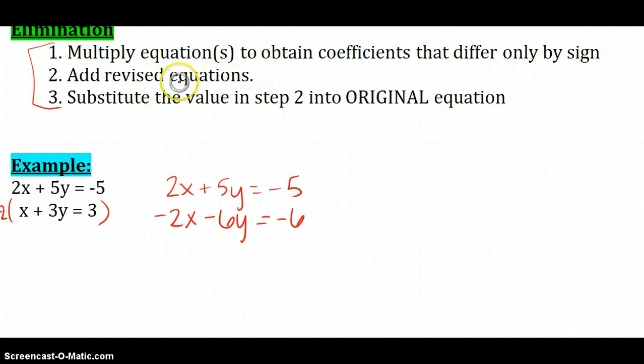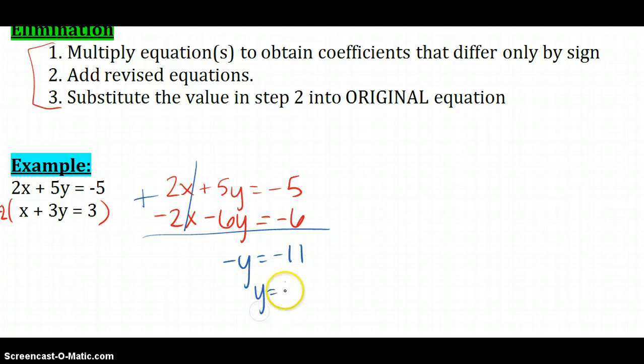So that's step 1. The second step is to add the revised equations. I'm going to add these, because now -2x plus 2x cancels out. And if I add the rest, 5 minus 6 is -1, and -5 minus 6 is -11. Divide by -1, y equals 11.